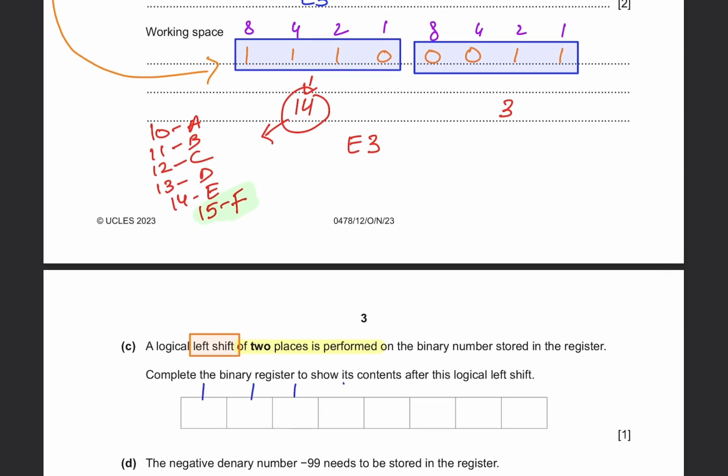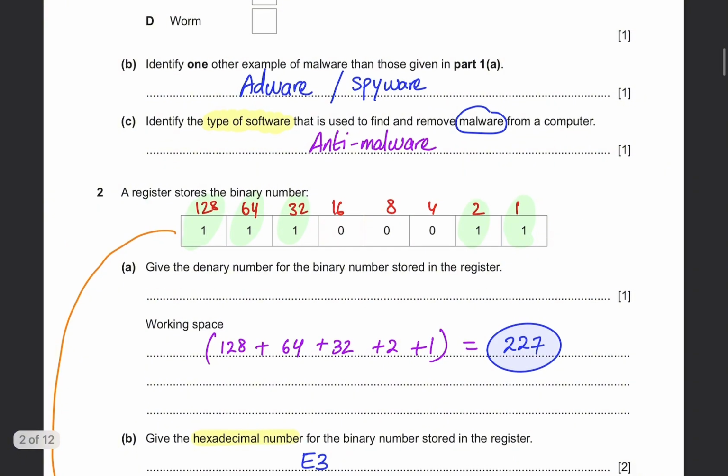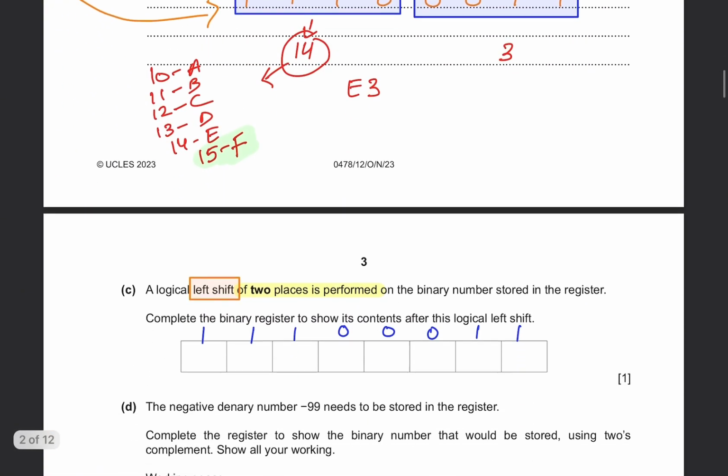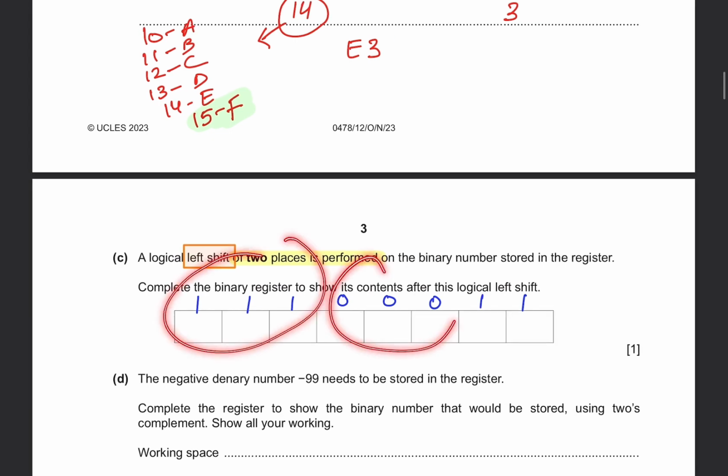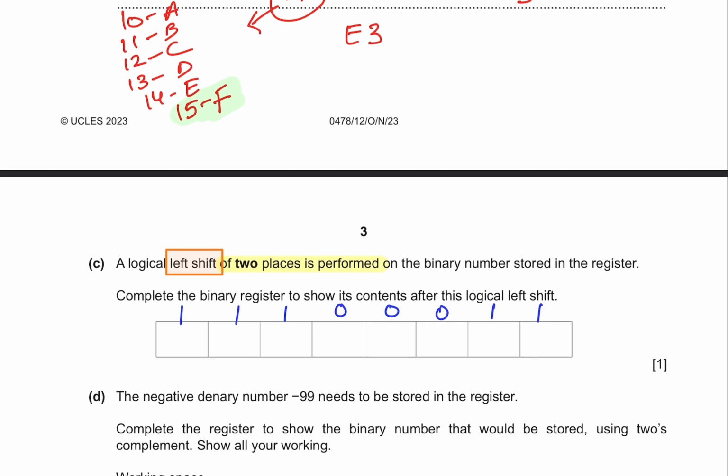111 00 0 11. Let's check it here again. We have 111 000 11. So I have 111 000 and 11. If I am told to do the logical shift from the left hand side, what will be my final answer? My final answer will be 1 000 11 and 00.